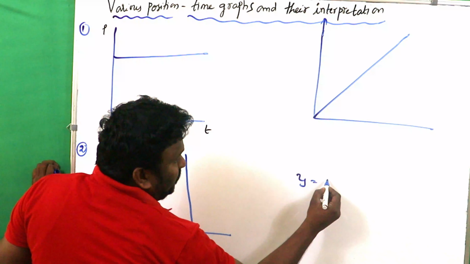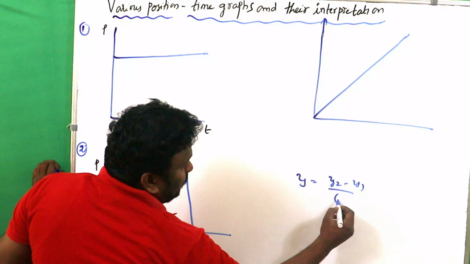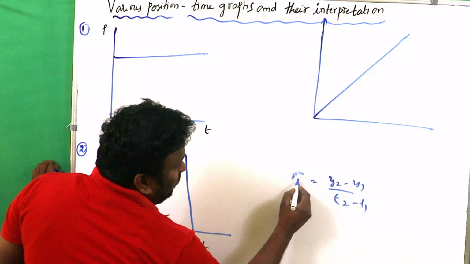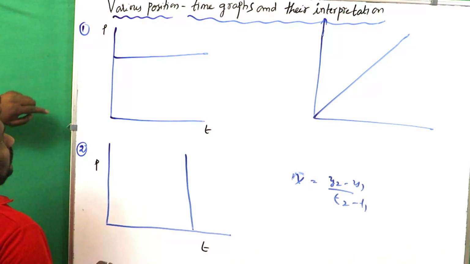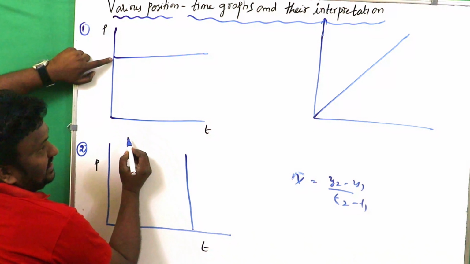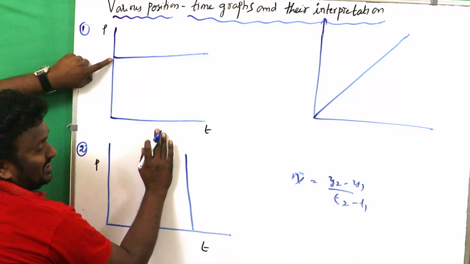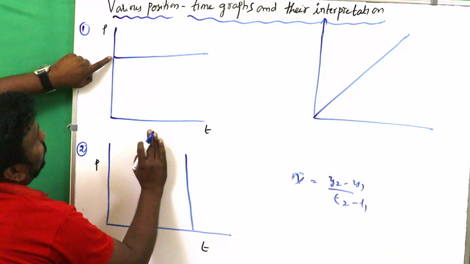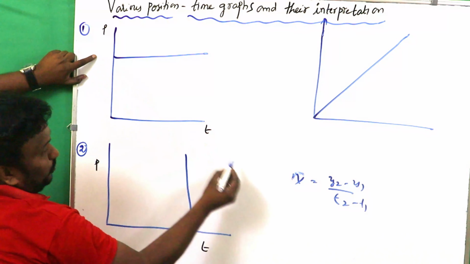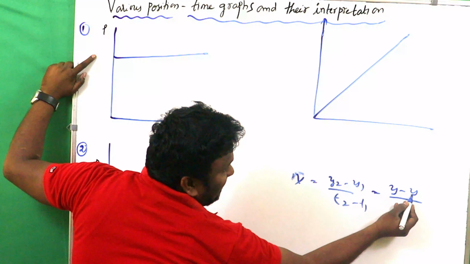So here what you have to say, already we discussed what it is. v is equal to (y2 minus y1) by (t2 minus t1), that is what you have to write, the velocity we discussed just now. Here in this case, there is no change in position. It is a horizontal line and that should be parallel to the time axis.